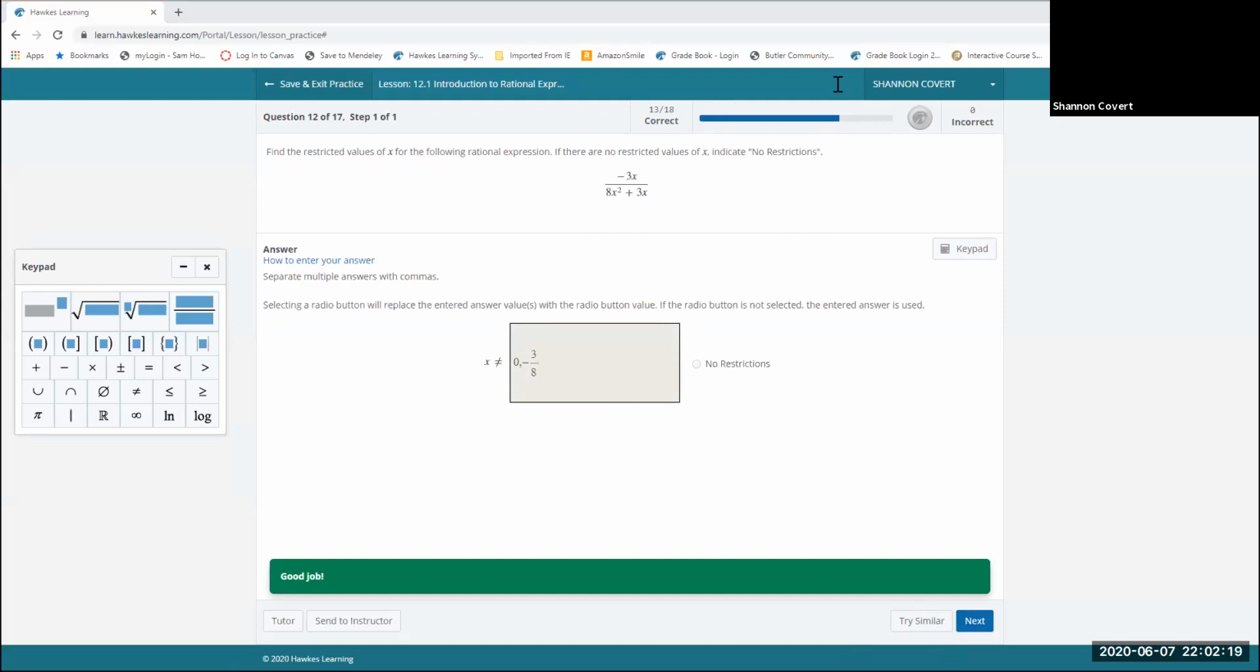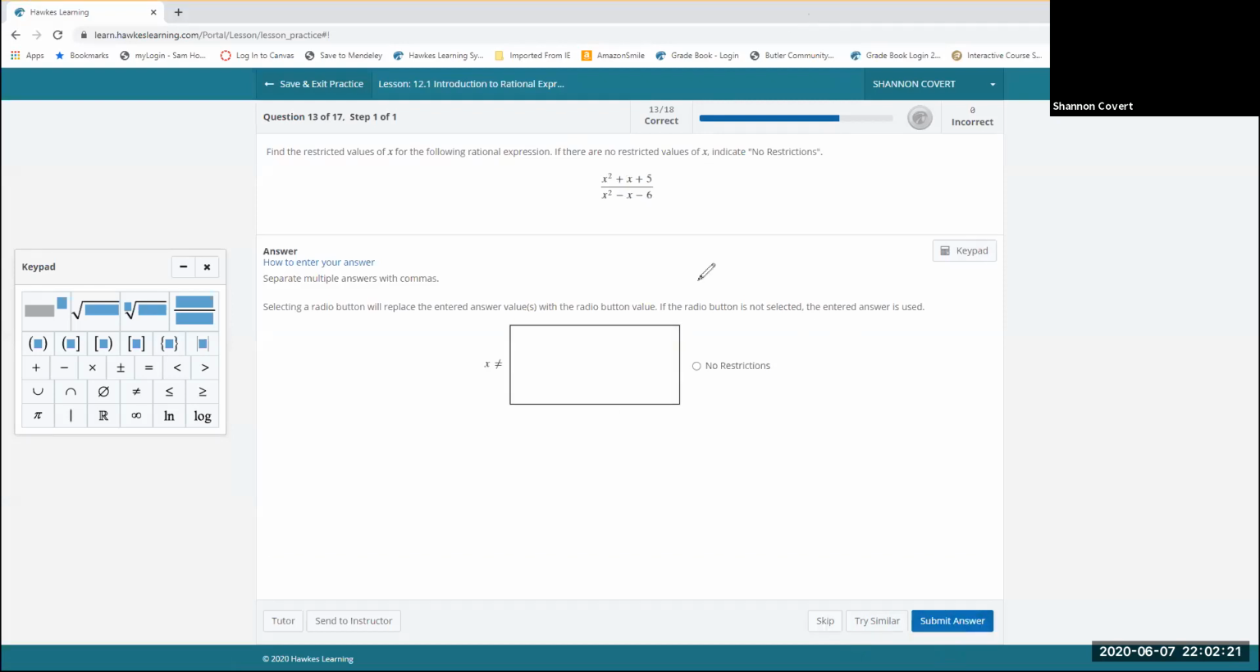Move to the next problem. This is probably going to be the last example that I'm going to do. I don't want these videos to be exceptionally long. Find the restricted values of x for the following rational expression. If there are no restricted values of x, indicate no restrictions.